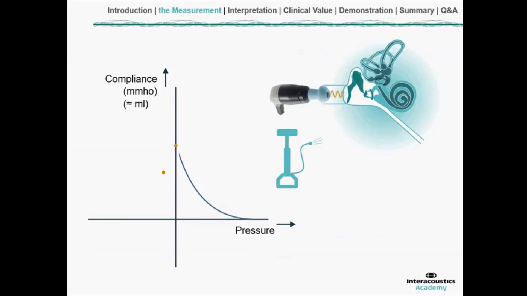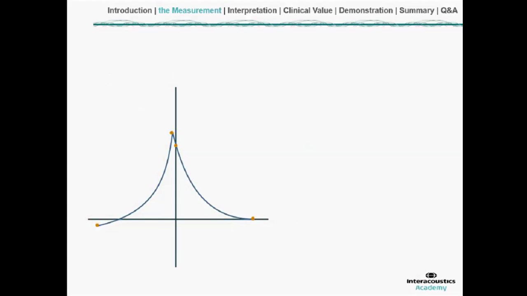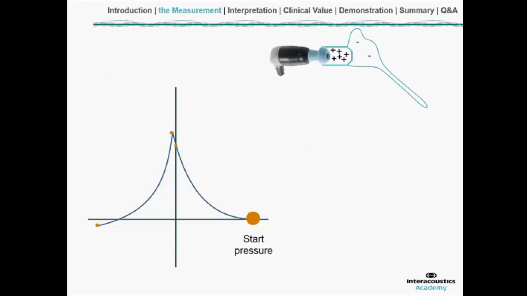So here we see how a tympanogram is being measured. And now I would like to mention what happened in 4 points on this curve. And we start with the start pressure. Like I mentioned before, at the start pressure there is a big positive pressure in the ear canal, which pushes the eardrum into the middle ear, and that is why there is low compliance.